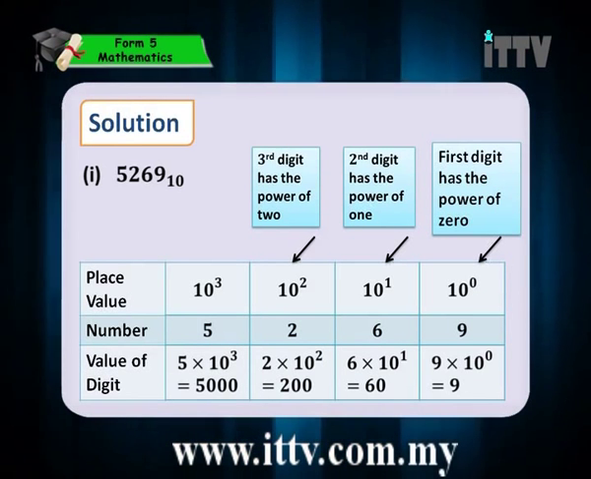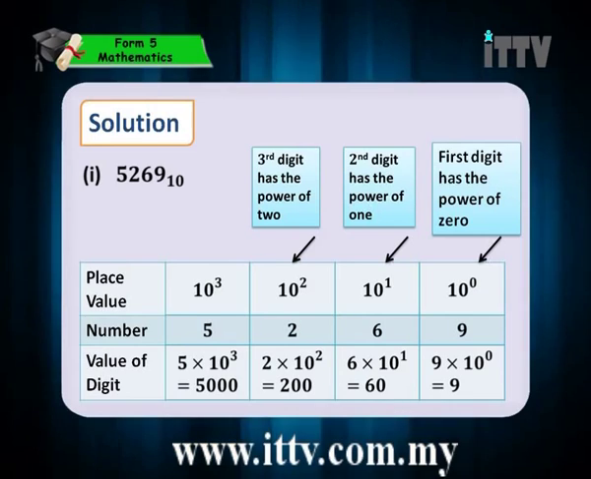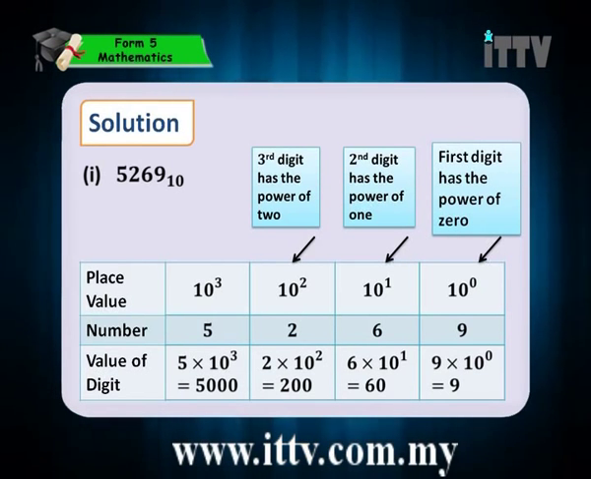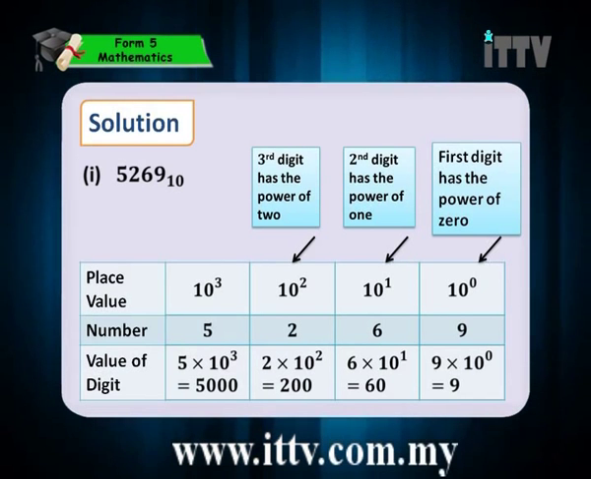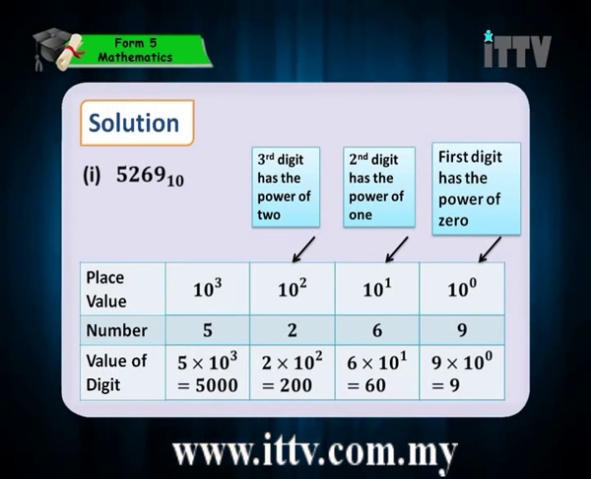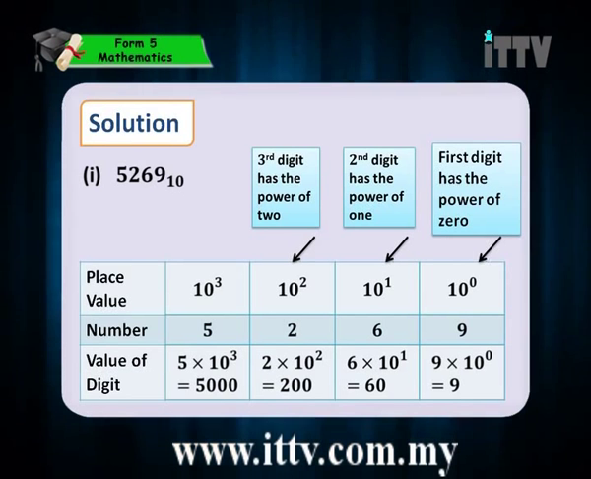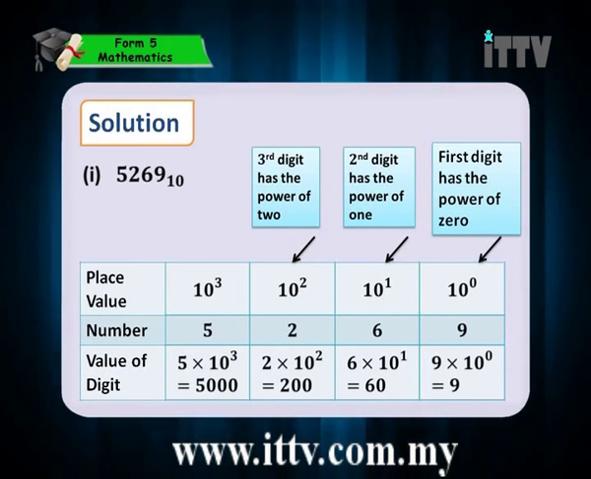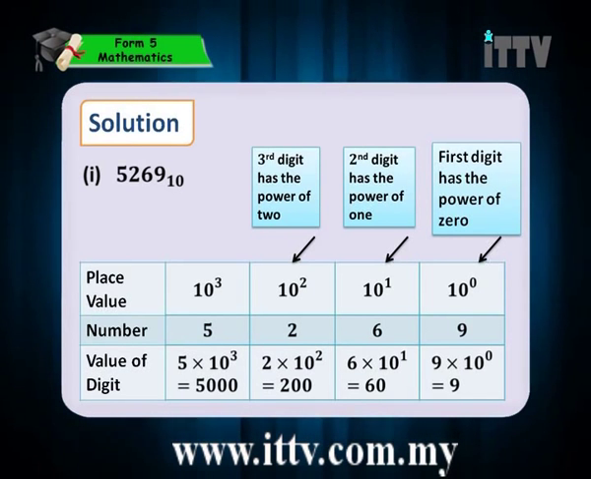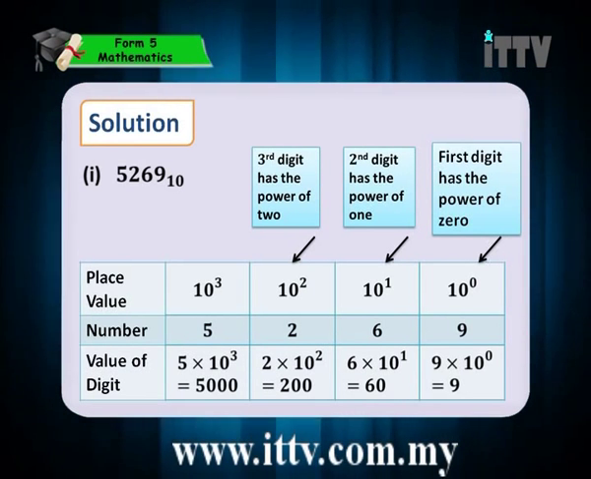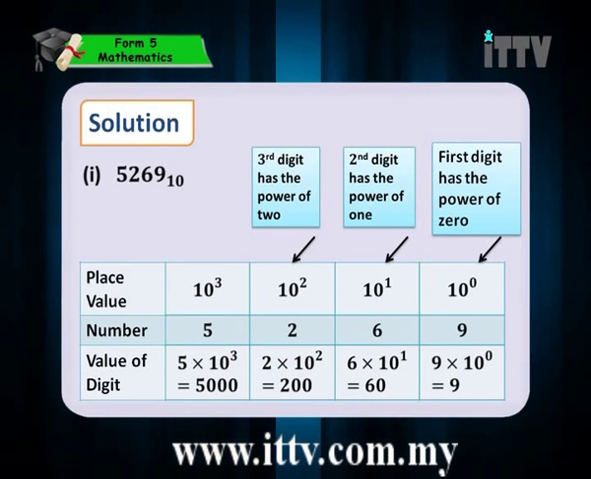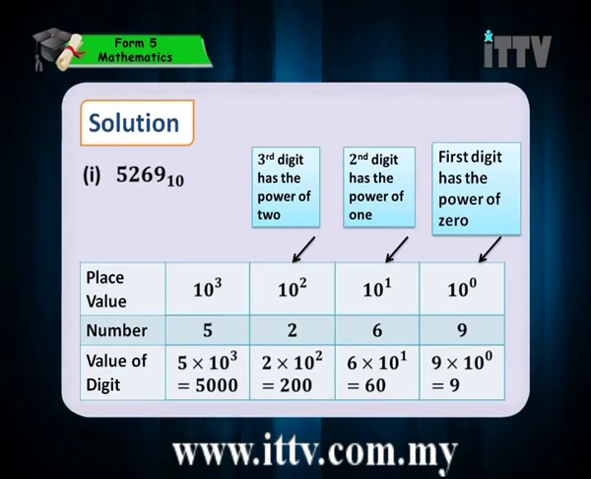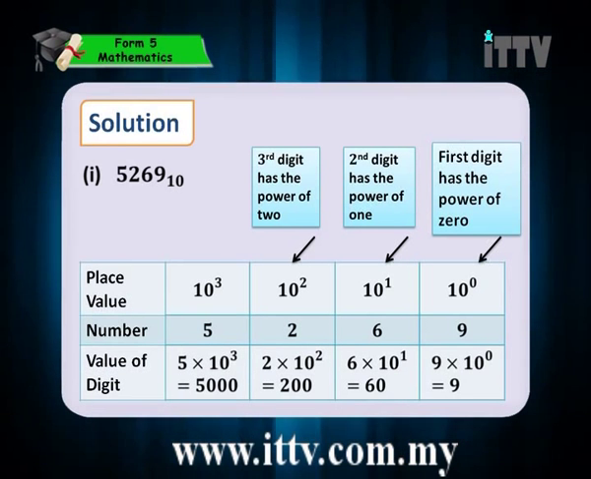10 to the power of 1, second digit has the power of 1. 10 to the power of 2, third digit has the power of 2. And 10 to the power of 3, because it increases by 1. So the place value of each digit depends on its position. Starting from the right, if it is base 10, it will be 10 to the power of 0, and then it moves to the left, 10 to the power of 1, 10 to the power of 2, and so on.